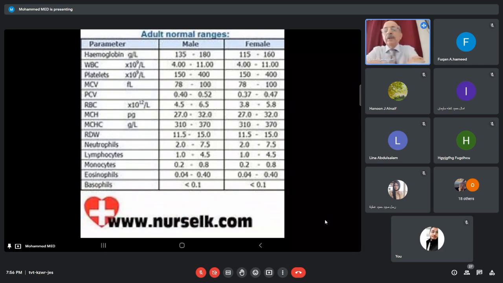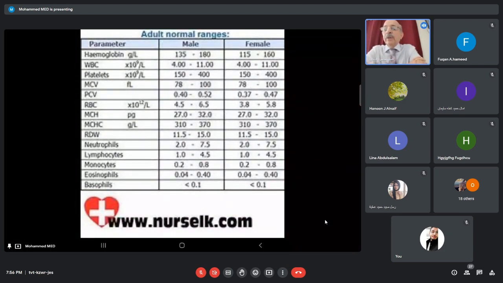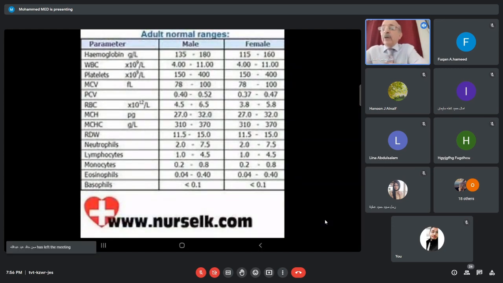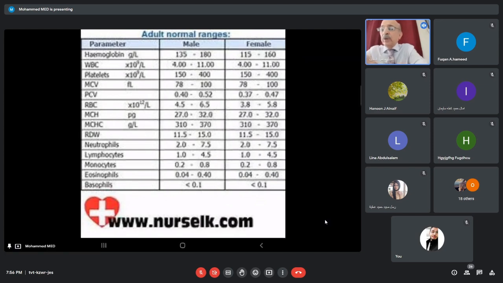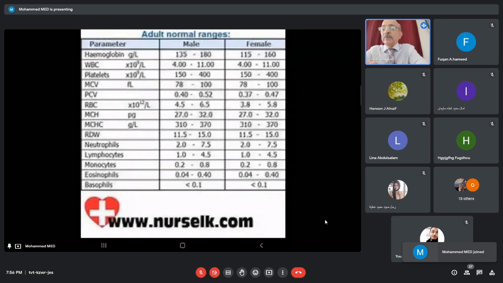Yes. Okay. So this is the form usually you receive with the complete blood picture. And here I want to remind you that we have three main components in the blood. These components are the hemoglobin, the RBCs, red blood corpuscles, the white blood corpuscles, and the platelets. These are the main ones.